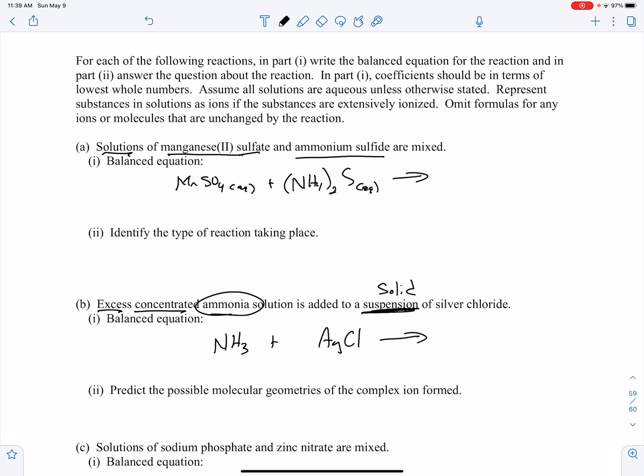The idea of this is that I'm dissolving the silver chloride. If I can then remove the chloride, I could acidify this. The acidification would also then remove the ammonia, and I would get the silver by itself. Nice and easy reaction there.